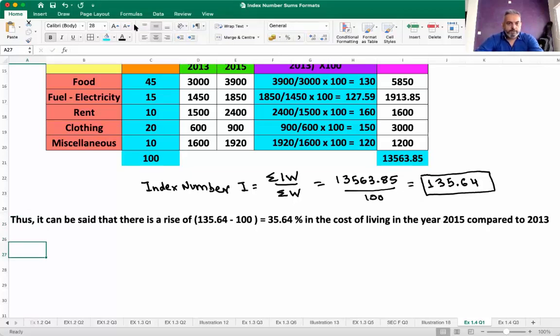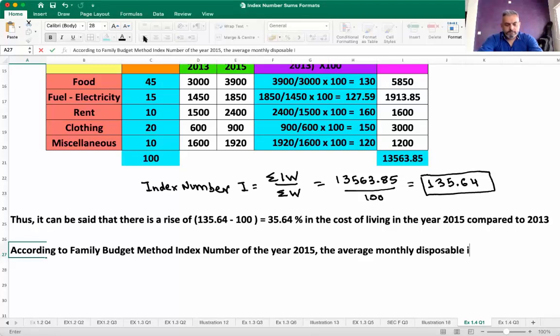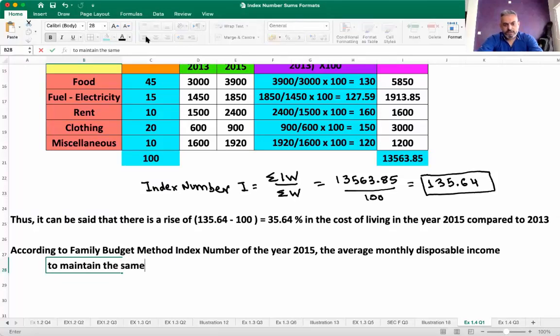Now, next point, according to family budget method, index number of the year 2015, the average monthly disposable income to maintain the same standard of living as the base year 2013 is.